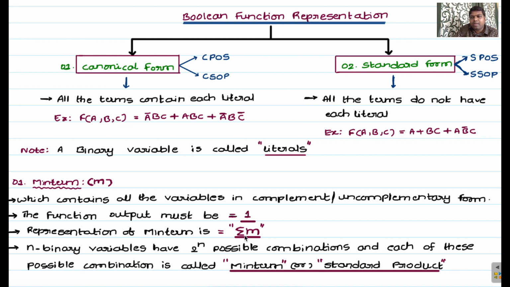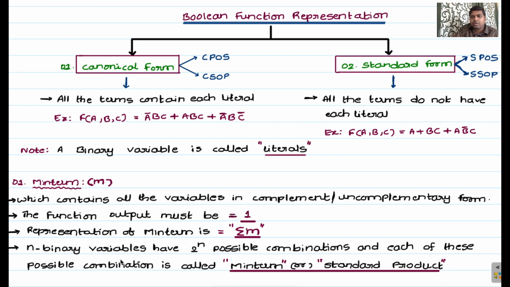Okay, this min term can be denoted with a small m, and the representation of this function is sigma m. N binary variables have 2 to the power of n possible combinations, and each of these possible combinations is called a min term, which is also called a standard product. Otherwise, it can be treated as sum of products. Each product term should be considered a min term, also called a standard product.